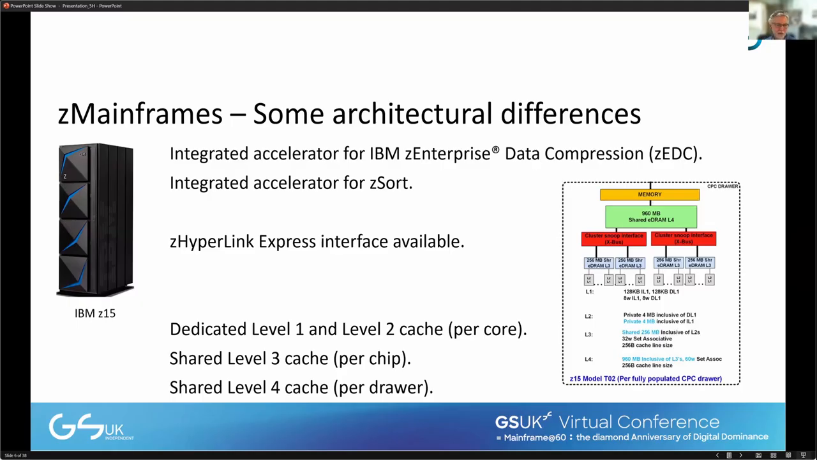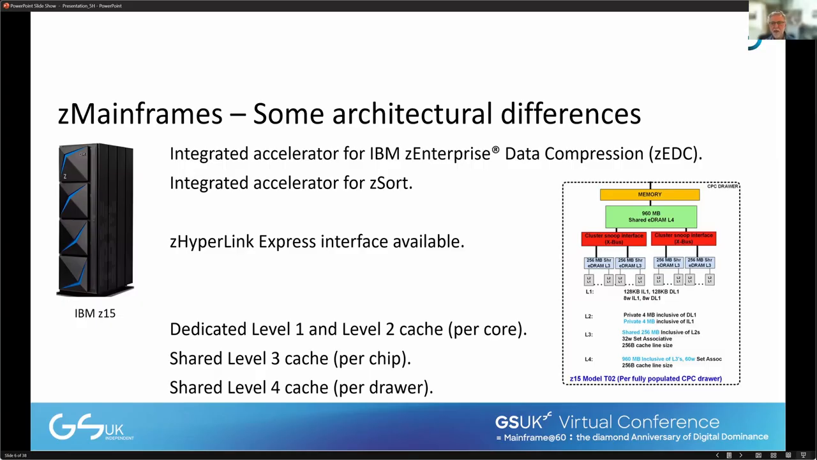So I'm starting with the Z15. The Z15 has, for example, an integrated accelerator for data compression, which used to be a card that you could plug into the actual mainframe with Z14 and previous. So data compression, internal accelerator is interesting to look at. There's an internal integrated accelerator for sort processing. Z Hyperlink Express interfaces are available.